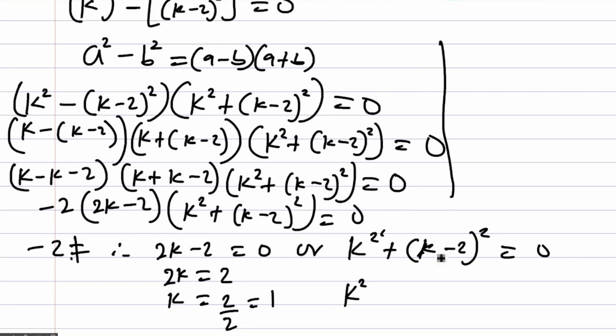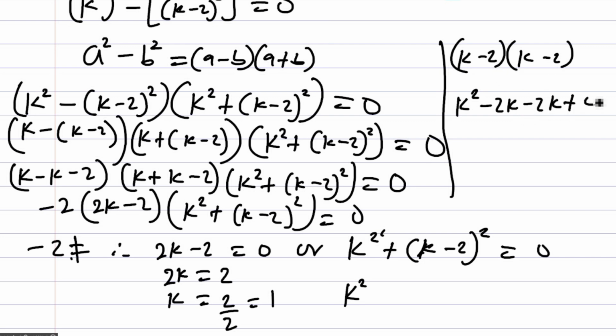Okay, let's do somewhere here to open this one. Now to open this one, I have k minus 2 multiplied by another k minus 2, which will give us k times k squared, k times minus 2k, minus 2 times k will give you another minus 2k, then minus 2 times minus 2 will give you plus 4. So which will give us k squared minus 4k plus what?